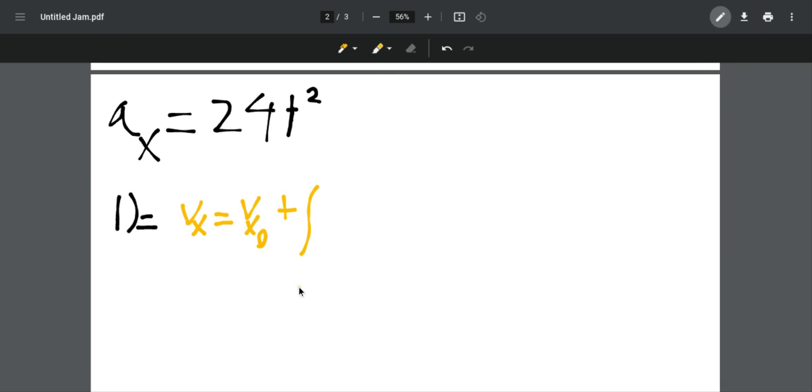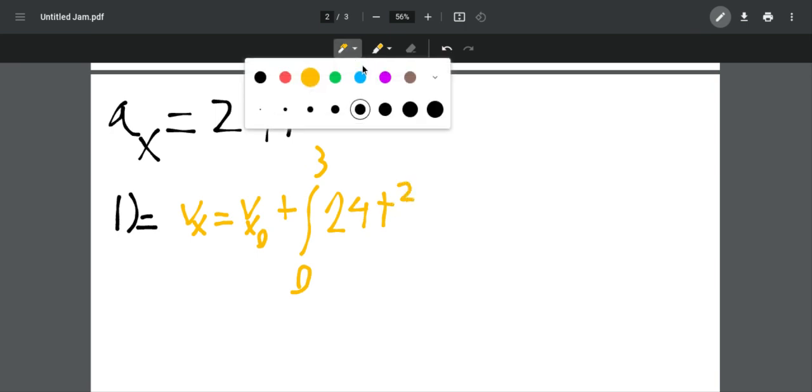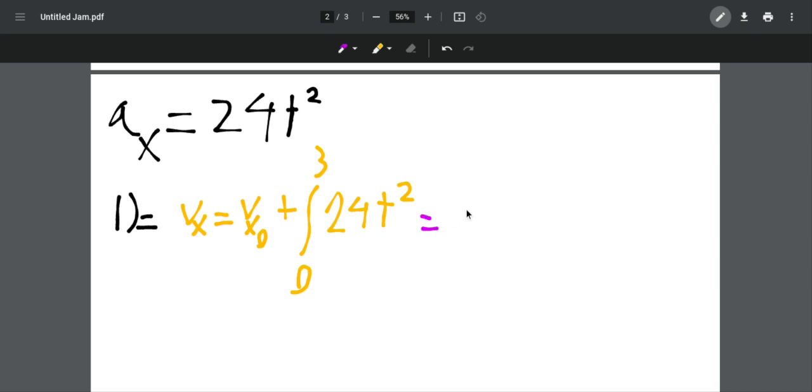So we should evaluate the definite integral from 0, and because we need to find the velocity at t equals 3, the upper bound of the integral is 3. And inside is just the acceleration, a sub x, which we said is 24t squared. So now the first step is to integrate this. When integrating 24t squared using the power rule, we get 8t cubed. We can check our answer by taking the derivative of 8t cubed, and we get 24t squared. And we should evaluate this from 0 to 3.